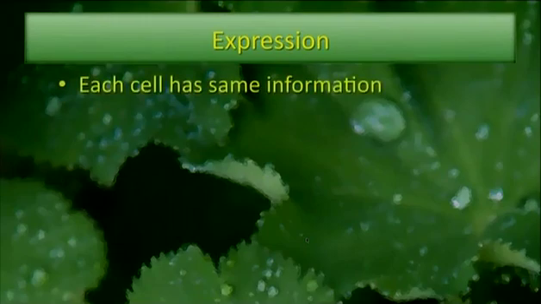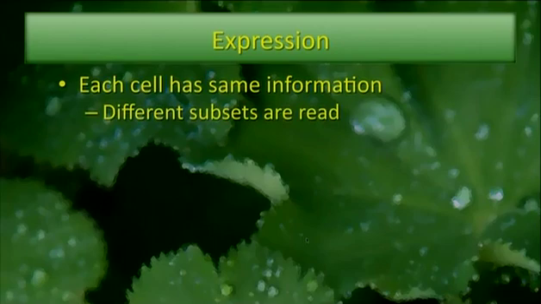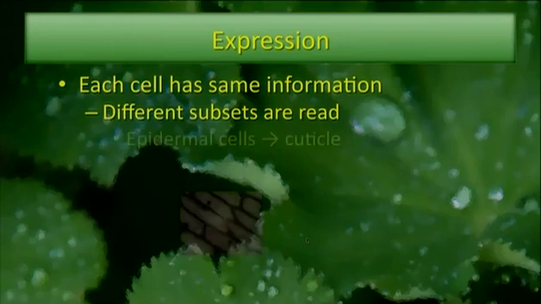Now genes also do gene expression. Each cell has the same information. So a cell in the root has all the same genes as a cell in a stem, as the cells in a flower. But different subsets are read. So different subsets of the information are read. Not all the information is expressed in every cell.